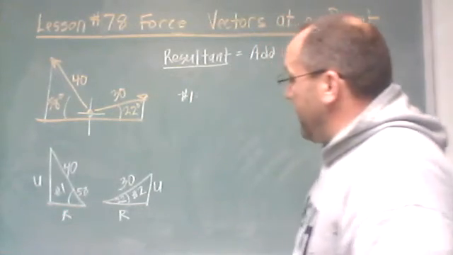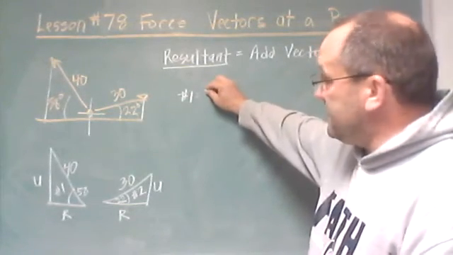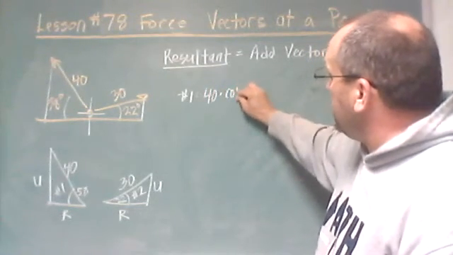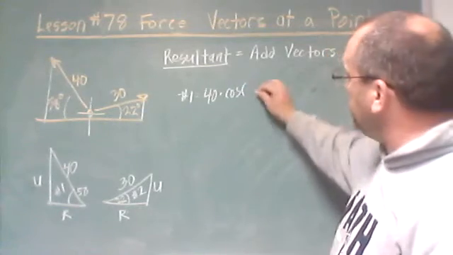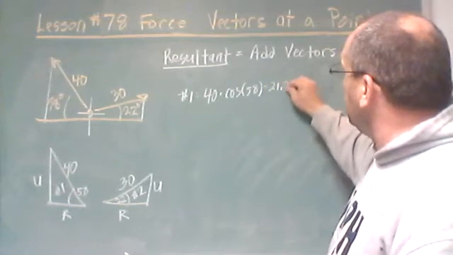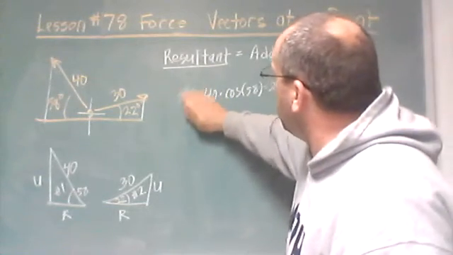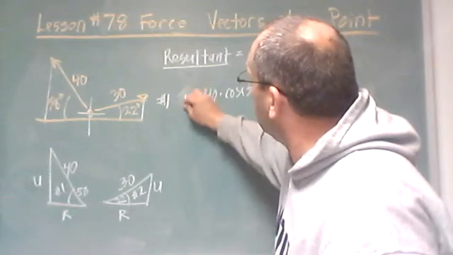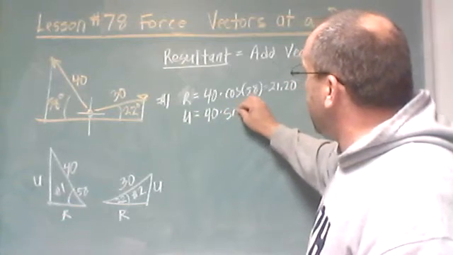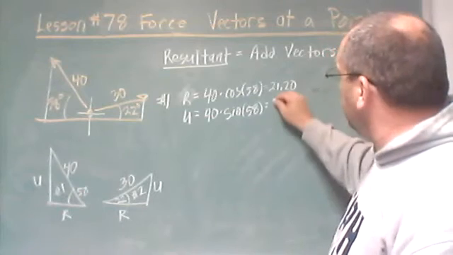Okay, so what do I have? I have an angle of 58 and a hypotenuse of 40. Okay, to find the left and right, the R component, it's the hypotenuse times the cosine of my reference angle, which is 58. I put that in the calculator, I get 21.20. Okay, to get that is to get the R for number 1. To get the up and down component, it's the hypotenuse times the sine of my reference angle, 58. I type that in, I get 33.92.